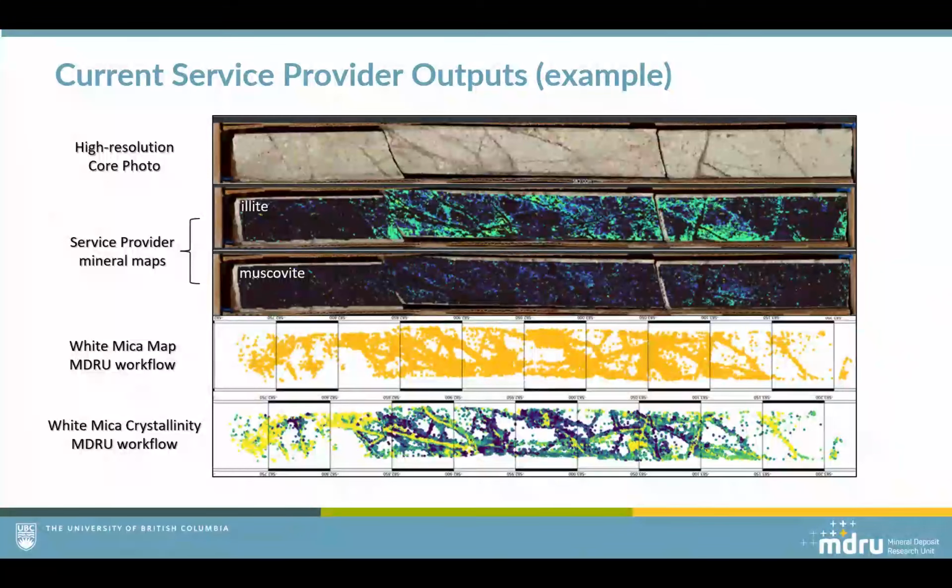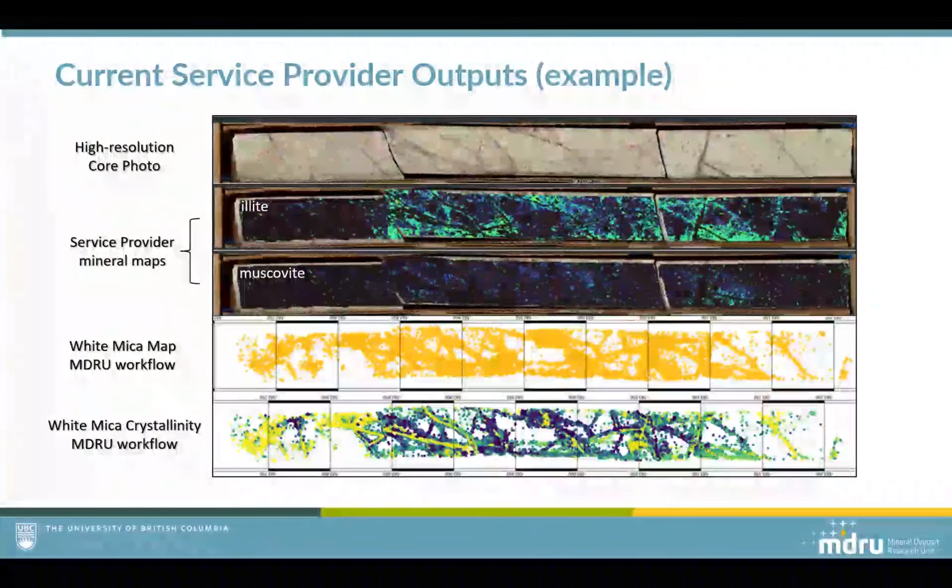So this is an example of a current service provider output. Typically each system will come with a high resolution core photo and a number of different interpreted mineralogy maps, or class maps as they're often called. In this case, there's illite and muscovite that are filtered products from the 2200.